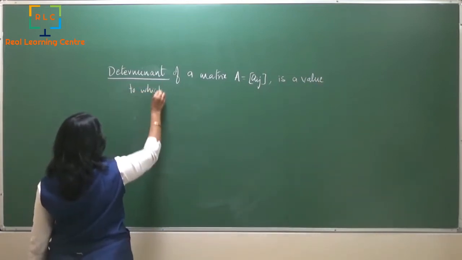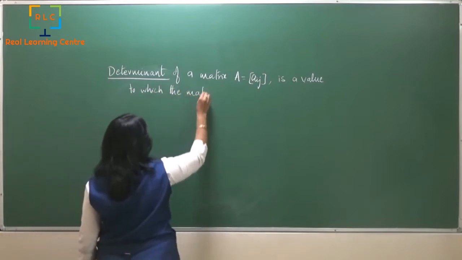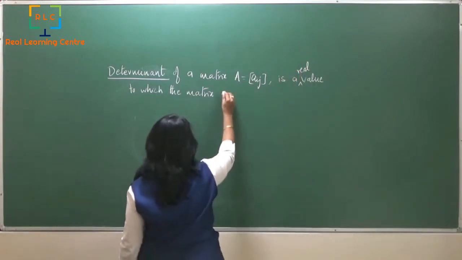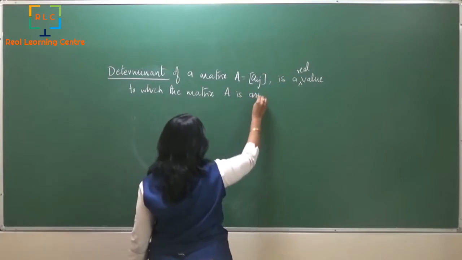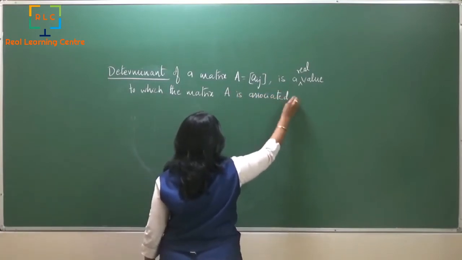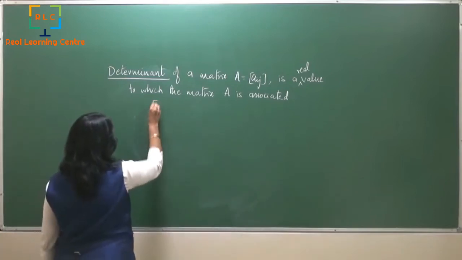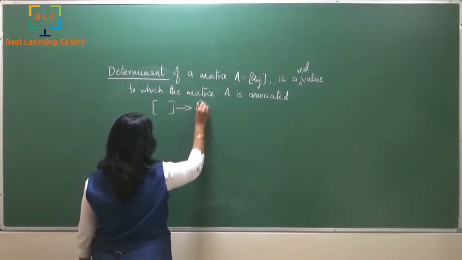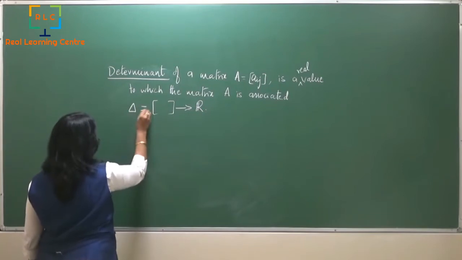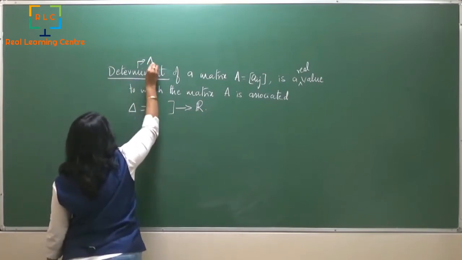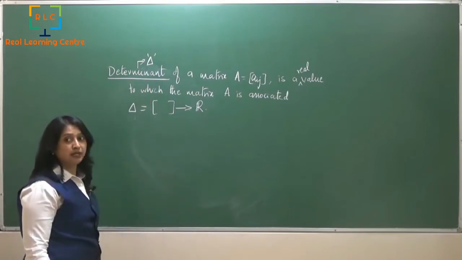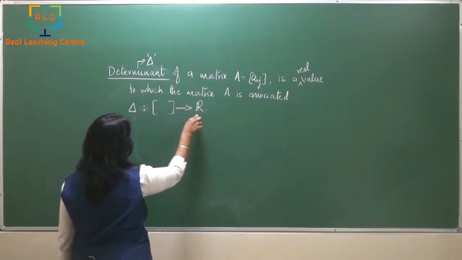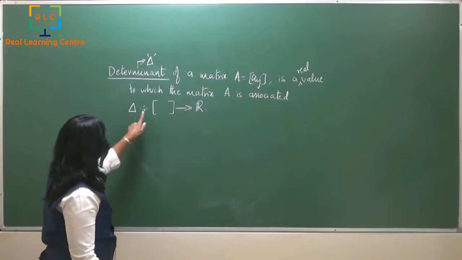It is a real value to which the matrix A is associated. So every matrix is associated with a real number. So this determinant is given by the symbol delta, and delta is a function from what? From every matrix to the set of real numbers.